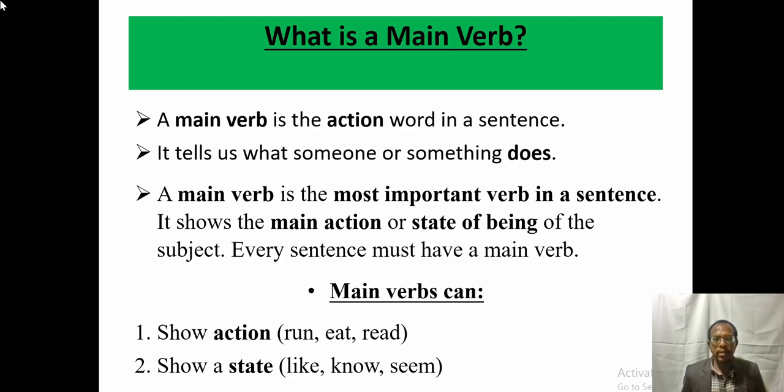Okay, thank you. Today, let's try to see the main verb. So, what is a main verb? A main verb is the action word in a sentence, and it tells us what someone or something does.